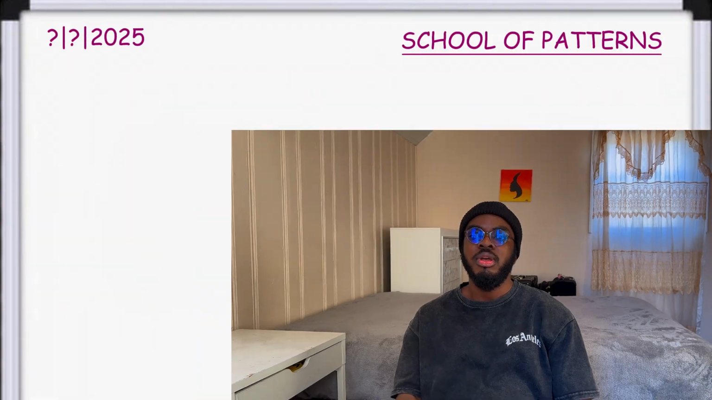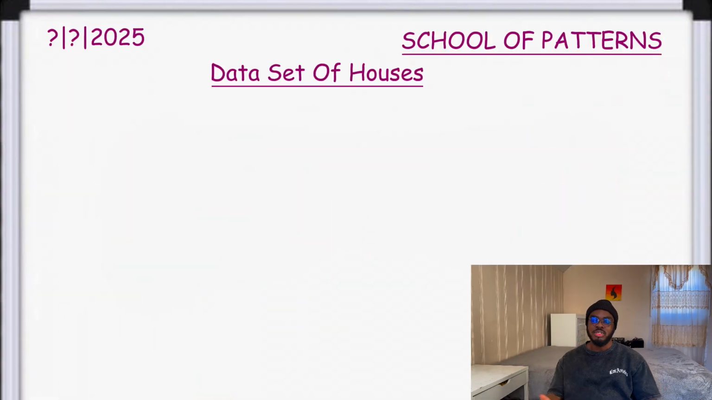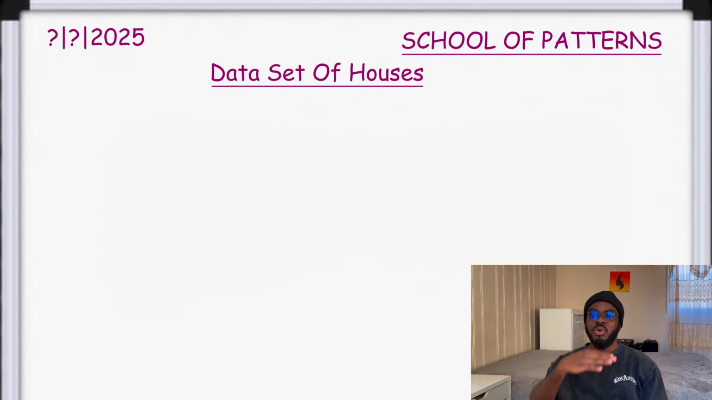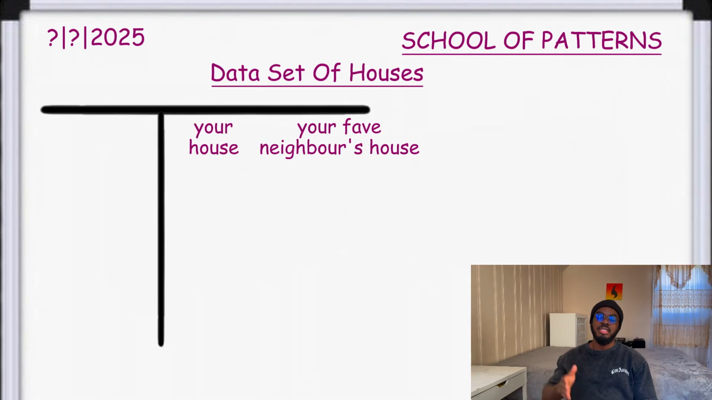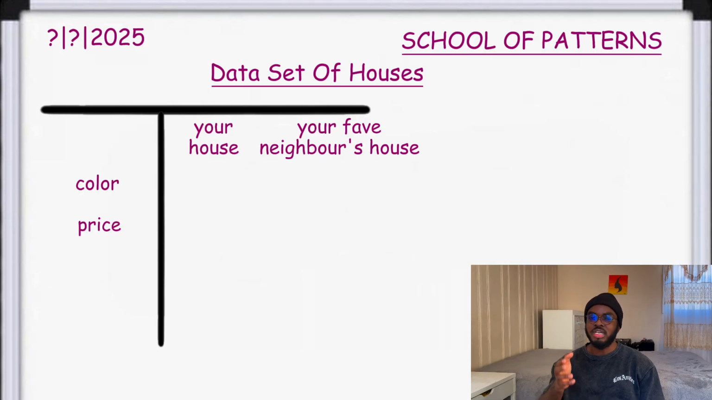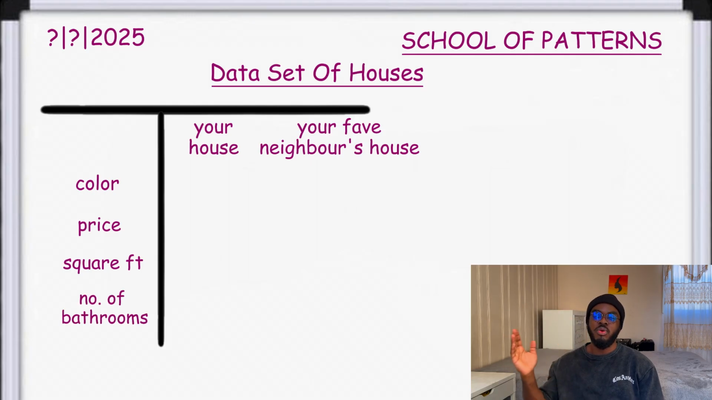So for example, let's assume a data set of houses in your neighborhood. Each row will be a different house. Let's say your house, your favorite neighbor's house, and each column will be things like color of the house, price of the house, square footage, how many bathrooms. Those will be different columns or features about it. It's like each row is a unique case, while each column, the features, are information about the cases.